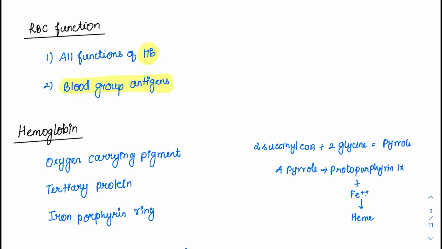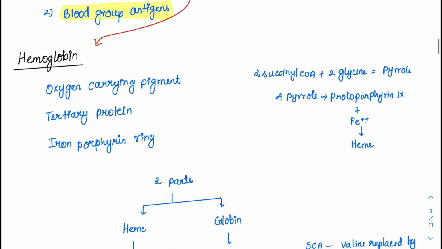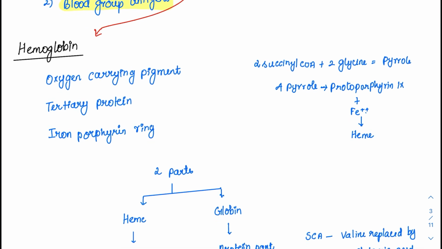Now coming to a discussion of the hemoglobin. The hemoglobin is the oxygen carrying pigment. It is the one which carries the oxygen, and it is a tertiary protein, like a more mature protein, and it primarily consists of an iron porphyrin ring.